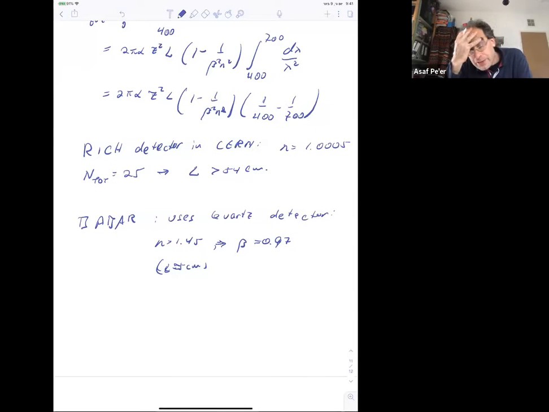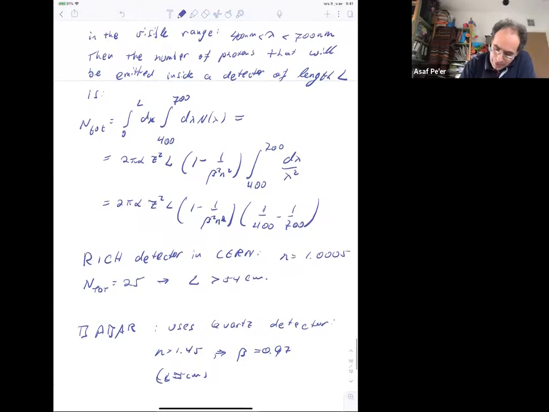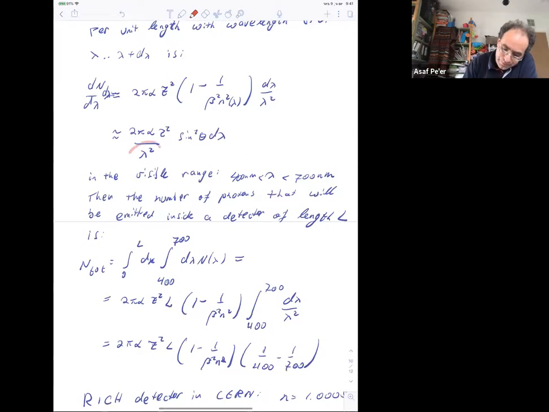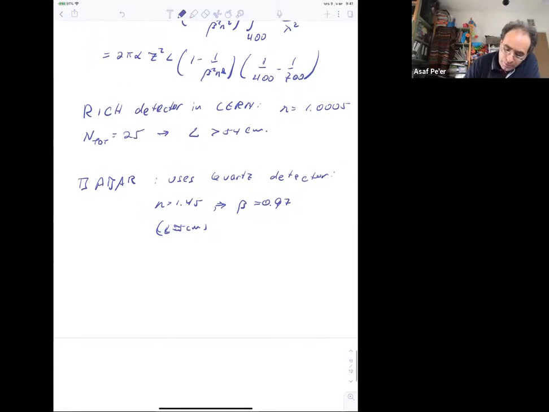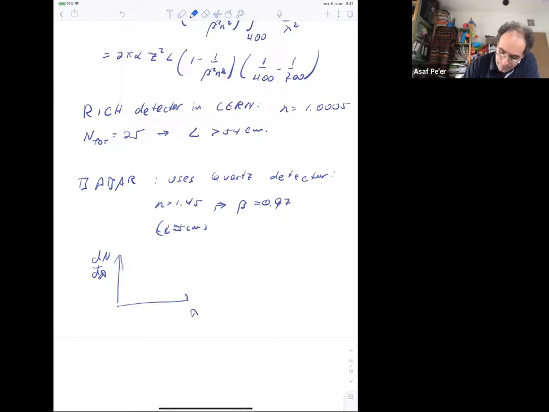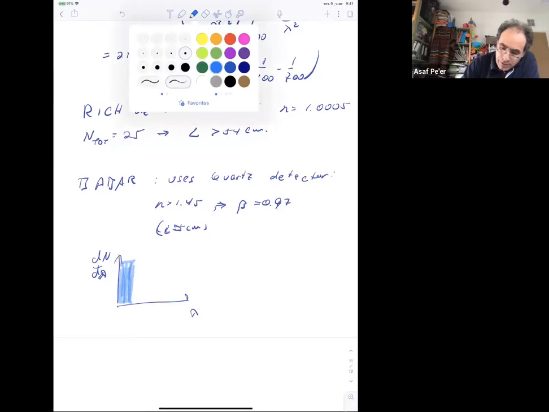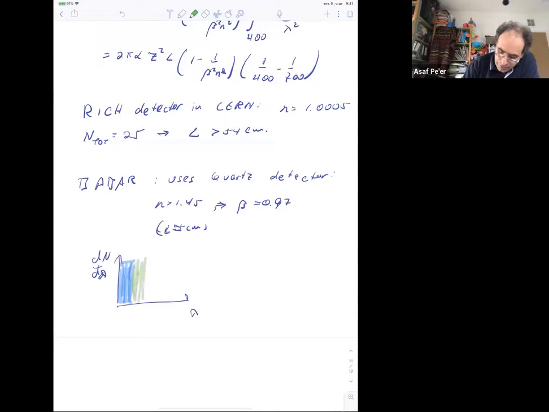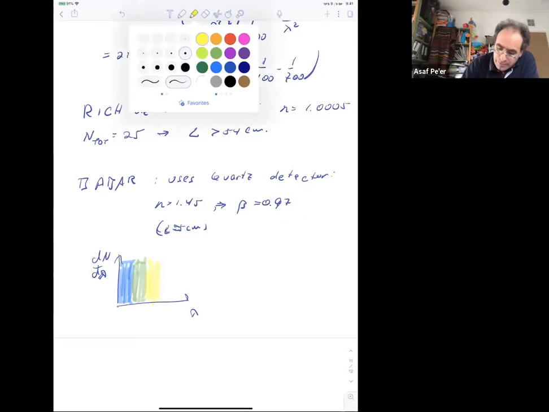The last point I want to mention, which I actually already mentioned because that's the coolest one for me, is this dependence of 1/λ², which appears here. Because this exactly means that there will be many more photons towards the blue region, right? Because if I plot lambda, dN/dλ, this is the blue region, and next to it will be a green region. Next to it will be a yellow region. Next to it will be a red region.